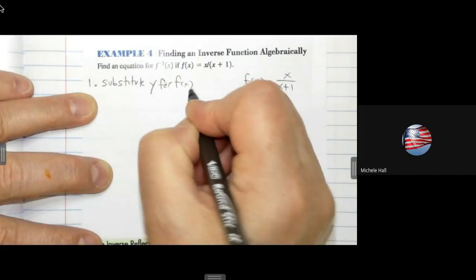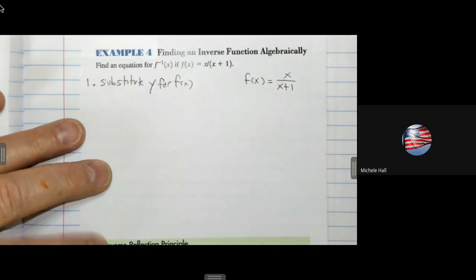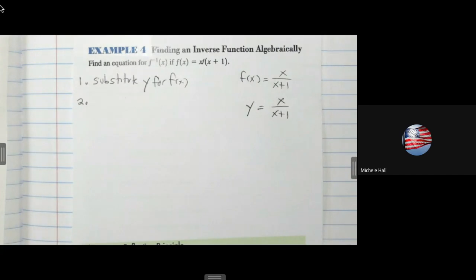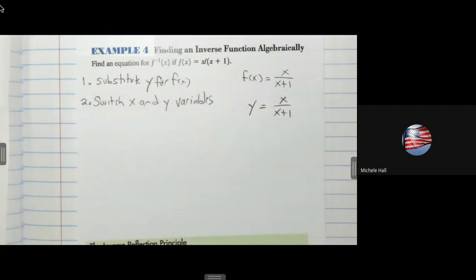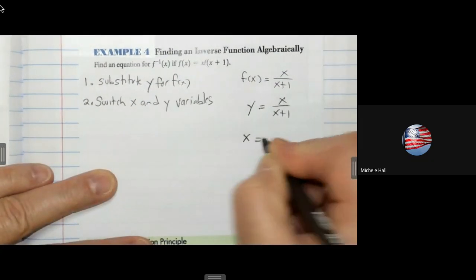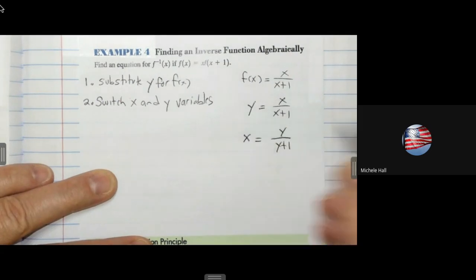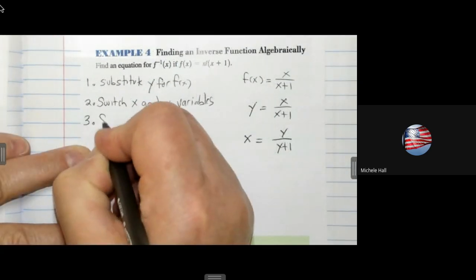First step is going to be to substitute in y for f of x. Substitute y for f of x. Step 2 is to switch your x and your y's. Switch x and y variables. So now y becomes an x, and all my x's become y's. Step 3 is to solve for y.